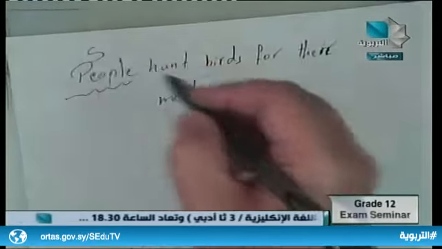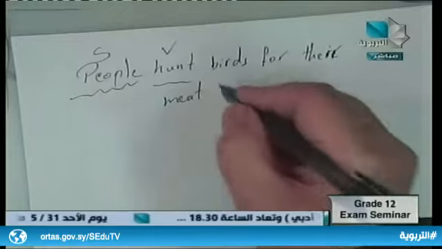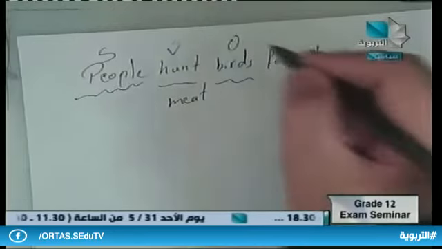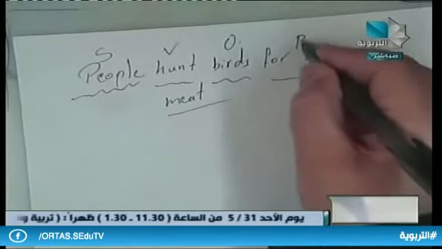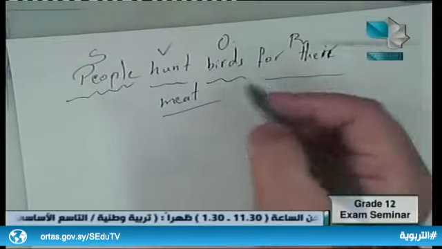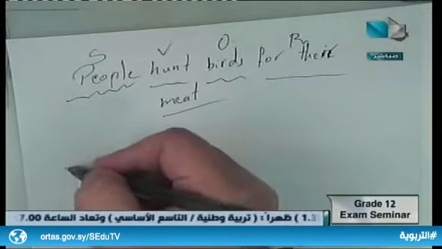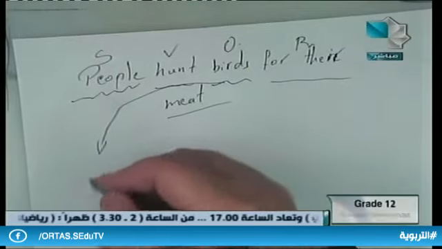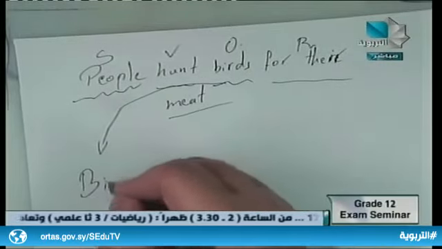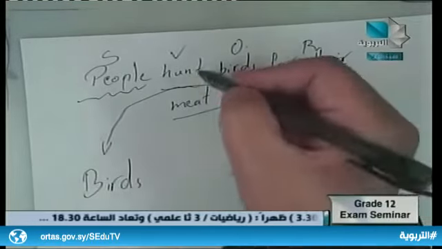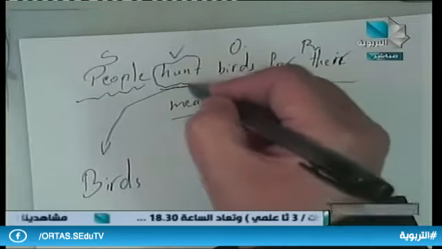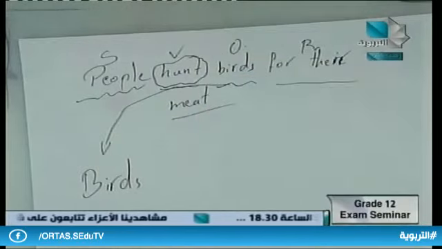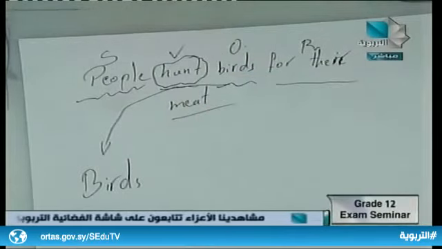People is the subject. Hunt is the verb. Birds is the object. And of course, for their meat is the rest of the sentence. I have to start the sentence with the new subject, which is the object. Birds. Now the student has to pay attention to the tense of the verb.